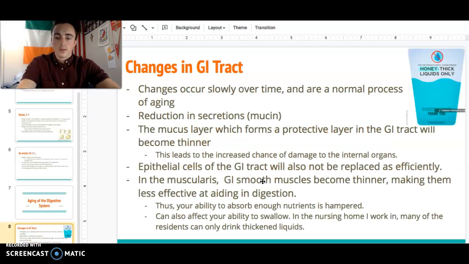For the changes in the GI tract, changes occur slowly over time and are a normal process of aging. One of the big things is a reduction in secretions, especially of mucin. Mucin forms a mucus layer, which forms a protective layer in the GI tract. Since you have reduced secretions of it, this layer is going to be thinner, leaving the internal organs inside it more vulnerable to damage. Epithelial cells in the GI tract will also not be replaced as efficiently.